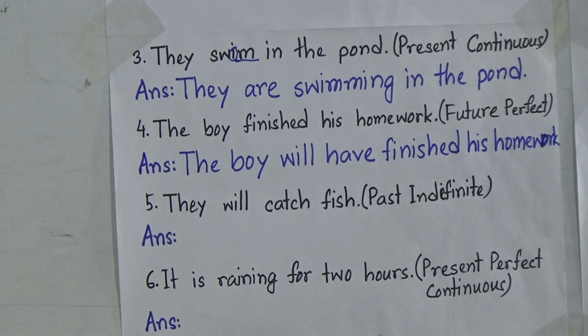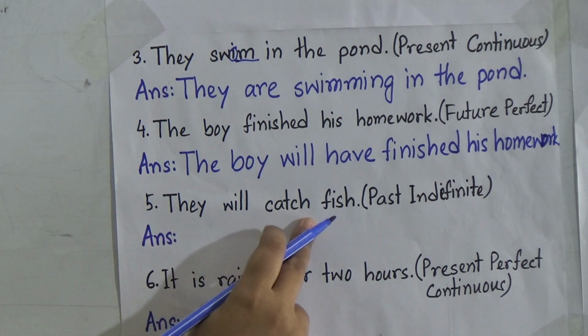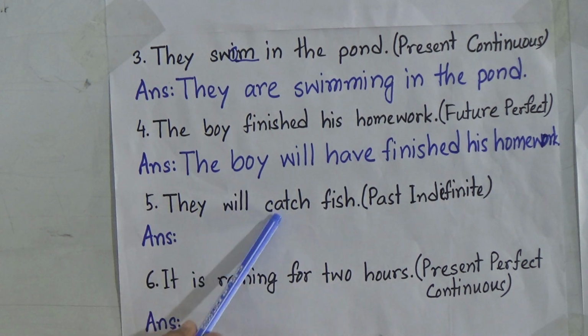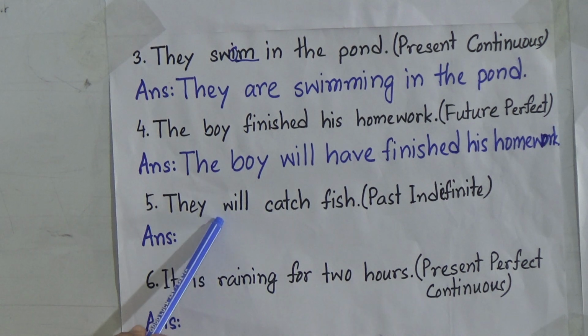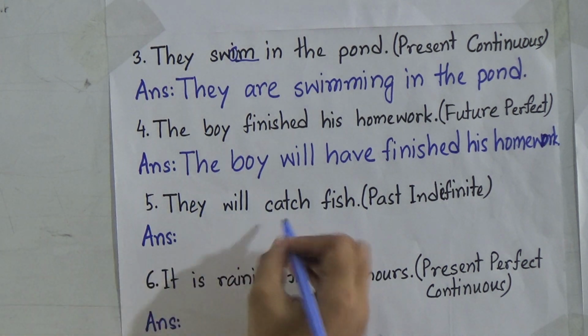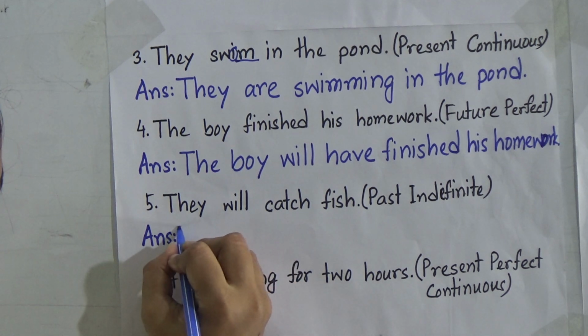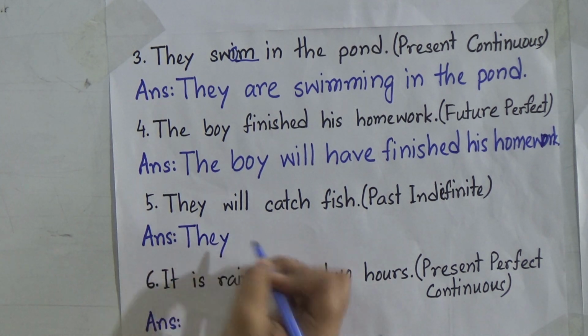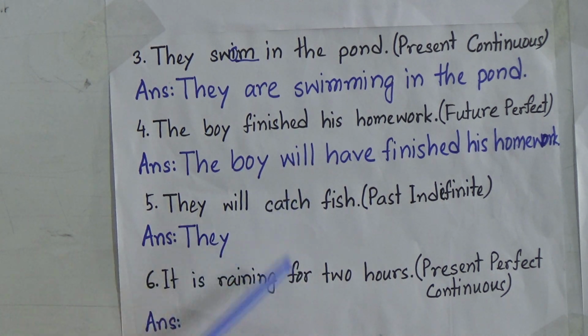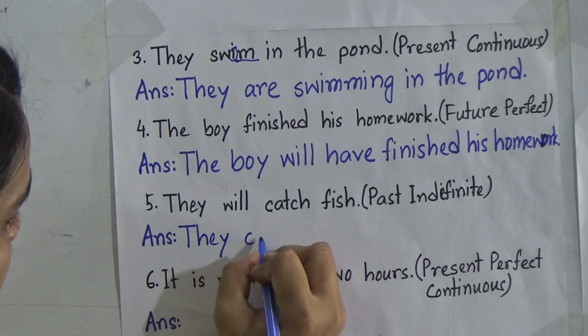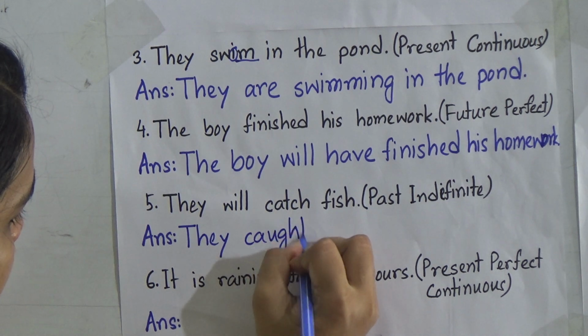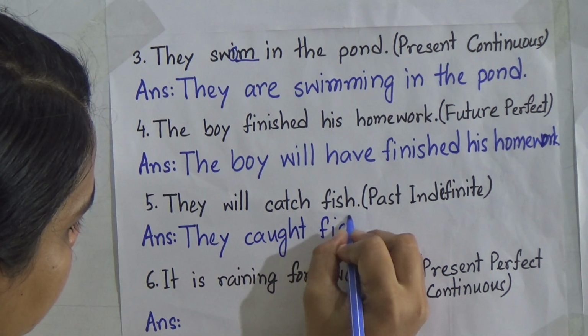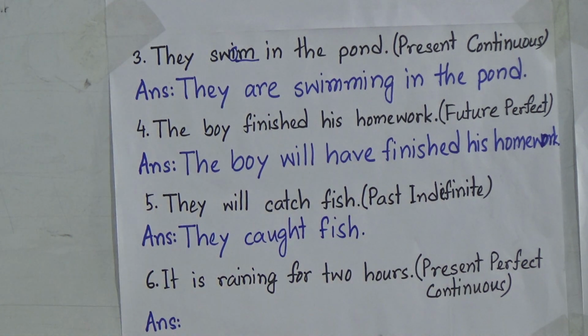And now look, they will catch fish. That means, now look, after will there is the present form of the verb. So it is future indefinite tense, and now we will convert it to the past indefinite tense. So at first we will write the subject they, and the past form of the verb catch is caught, and we will omit will. They caught, C-A-U-G-H-T, they caught fish. So our sentence is they caught fish. Subject, then the past form of the verb, and now the rest of the sentence.